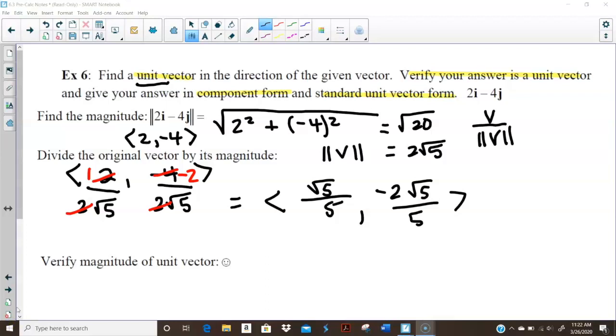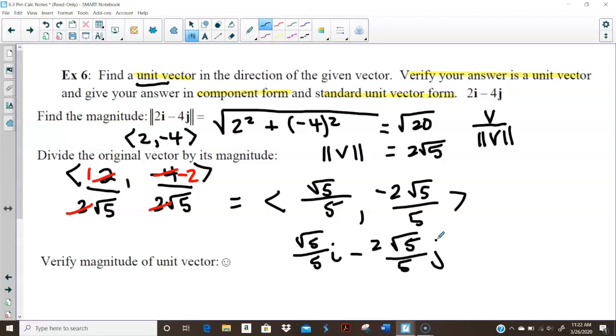It did ask us to write the unit vector in standard unit vector form. All that means is we're just going to use i's and j's. So you've got the square root of 5/5 i. Subtract 2√5/5 j. And that is the unit vector in standard unit form.